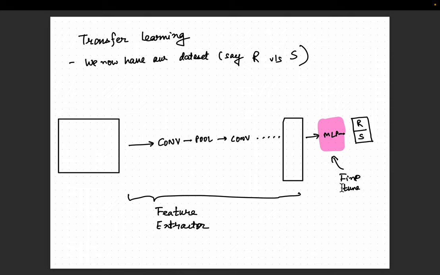Sometimes when people say fine tuning, they can also modify the weights of the conv layers slightly. Because at certain times, if there are very different concepts in your data set, maybe you want to fine tune and adjust the weights of your conv layers also. That's another thing people do in practice.